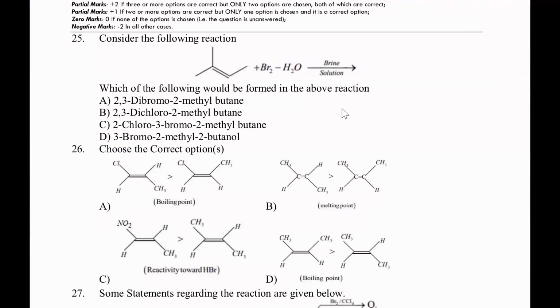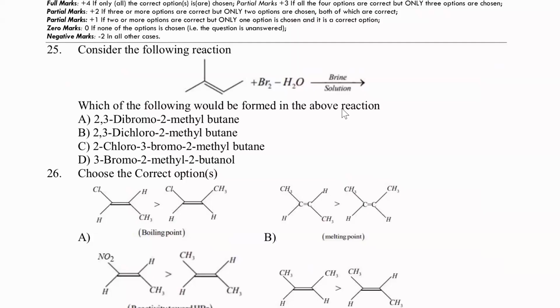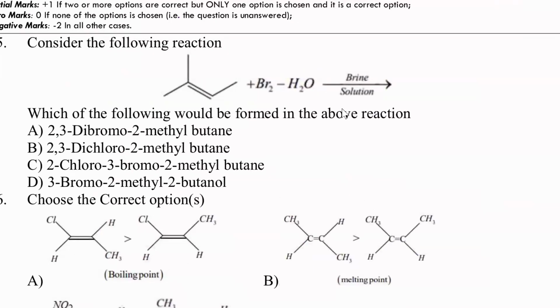Next, 25. Consider the following reaction. Brine solution. Very important case here. When you have bromine water, Br plus is the electrophile. But what are all the nucleophiles? Water is a nucleophile. Br minus is a nucleophile. Because there is brine, and brine is NaCl, aqueous NaCl, Cl minus is also a nucleophile. So there are three nucleophiles that will be present. All three products will come. And you know that the nucleophile attaches to the more substituted carbon. So this is X. So these three could be X.